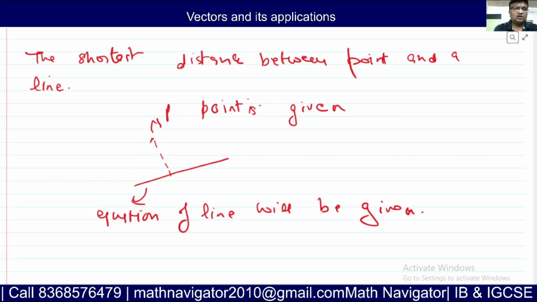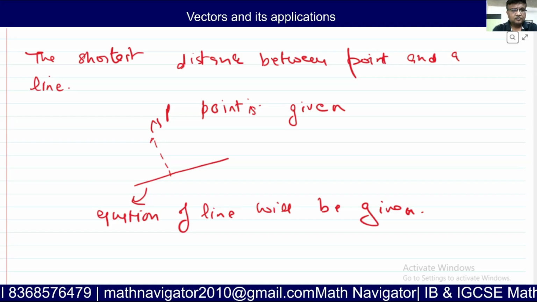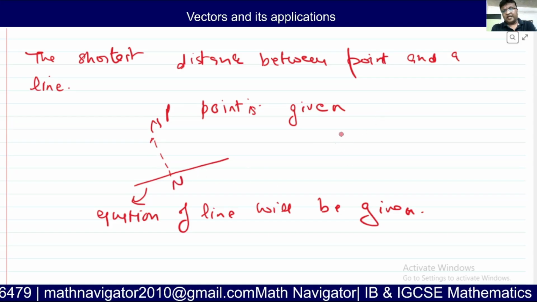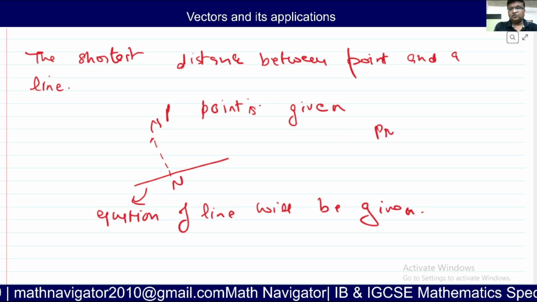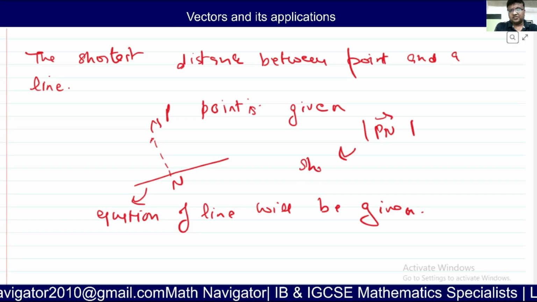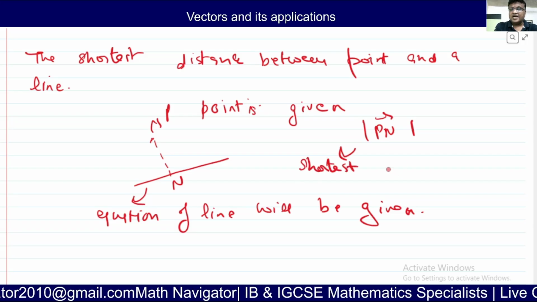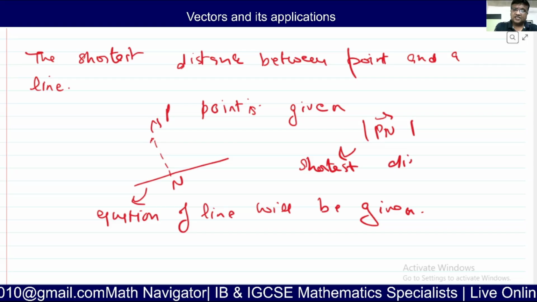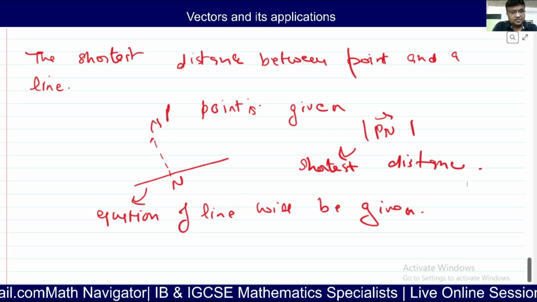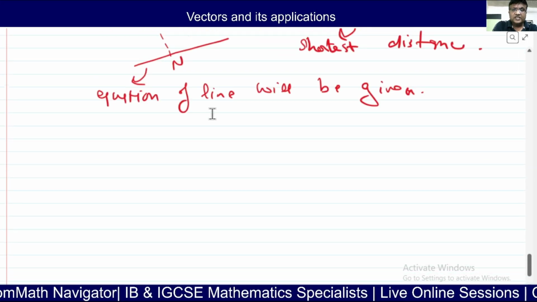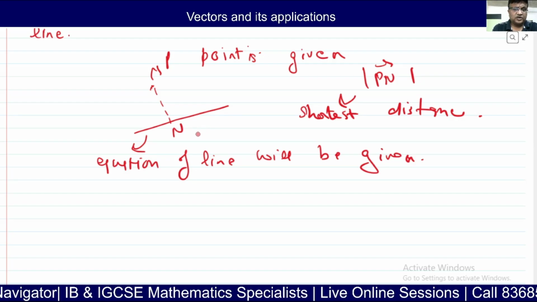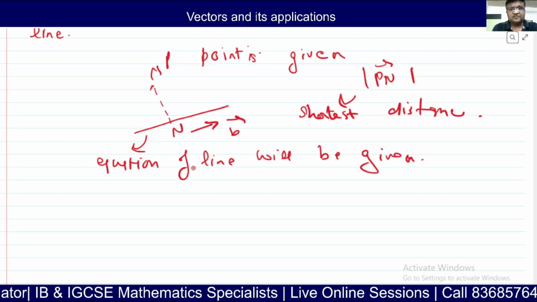And let's call this point N, right? So actually, the magnitude of vector PN will be the shortest distance. Got it? So I'm interested in finding vector PN. How will I find it? That's what we are going to do. So first we need to understand, whenever we are talking about a line or a vector quantity, we are interested in the direction vector of the line.